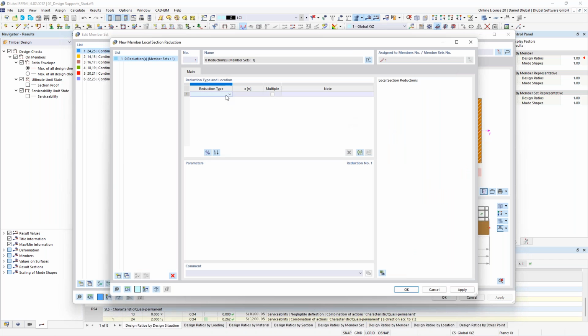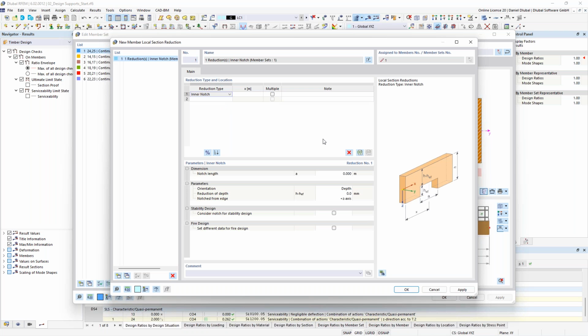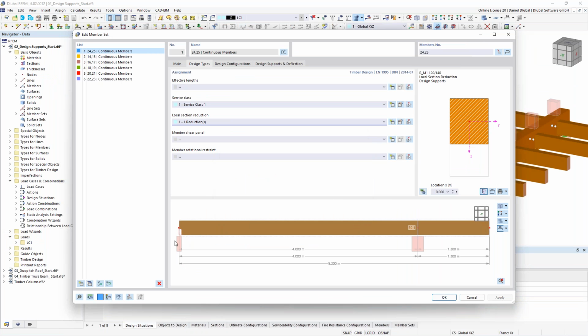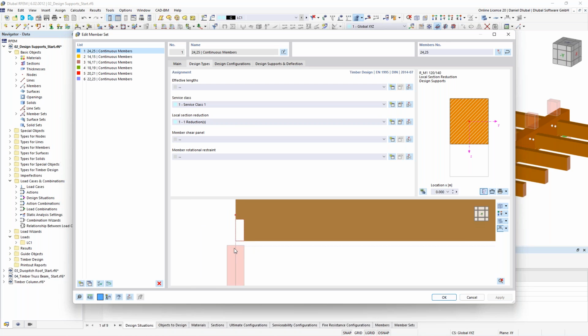I click here on reduction type. I can select here start notch, inner notch for openings in the middle of the beam, or also end notch. I choose this start notch. The notch length is in this case half of the length of my design support, so in this case 0.04 meters. The orientation is depth. We have also width, but in this case depth. And the reduction of depth is in this case 100 millimeters, Z axis. And I want to activate the notch at the support in order to consider it for my design. I say okay. I say yes. And now you see here this notch. It's in the middle of our design support.